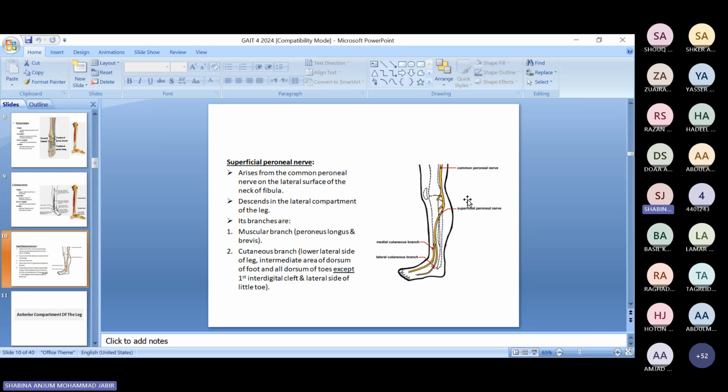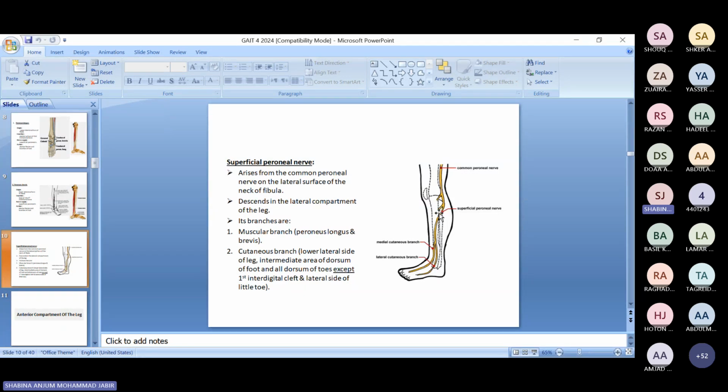So what about the superficial peroneal nerve? It will arise from the common peroneal nerve. Where did this division occur? If you remember in our model, we saw the common peroneal nerve passing through the head of the fibula. At the lateral surface of the neck, this nerve is going to divide into superficial and deep branches.